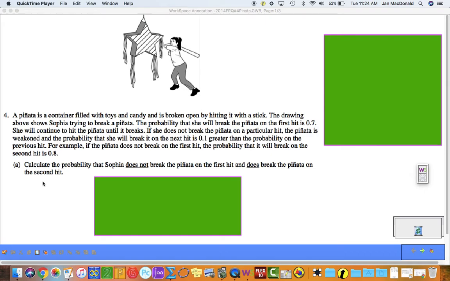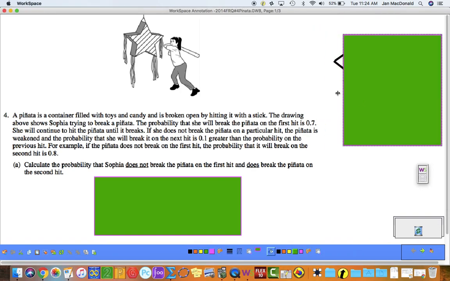In part A, they ask us to calculate the probability that Sophia does not break the piñata on the first hit and does break the piñata on the second hit. The word "and" tells me intersection. I have some sort of intersection here going on. So I'm going to take a look at our tree diagram.